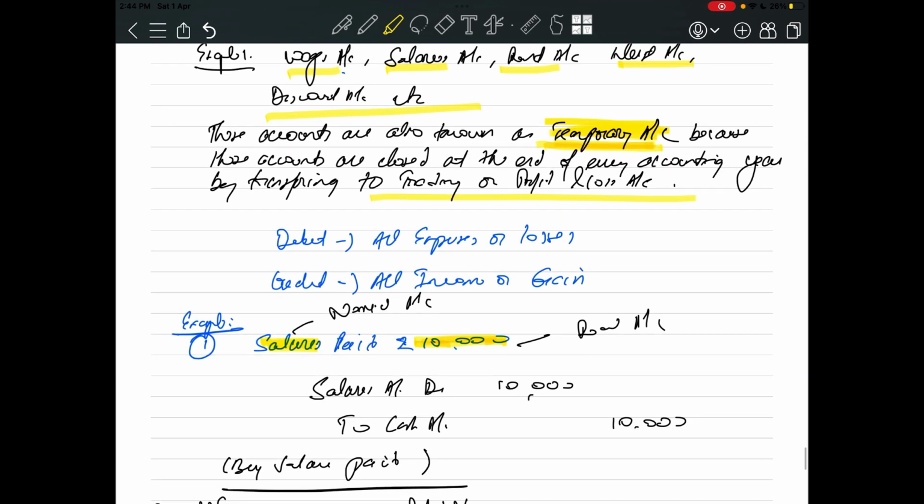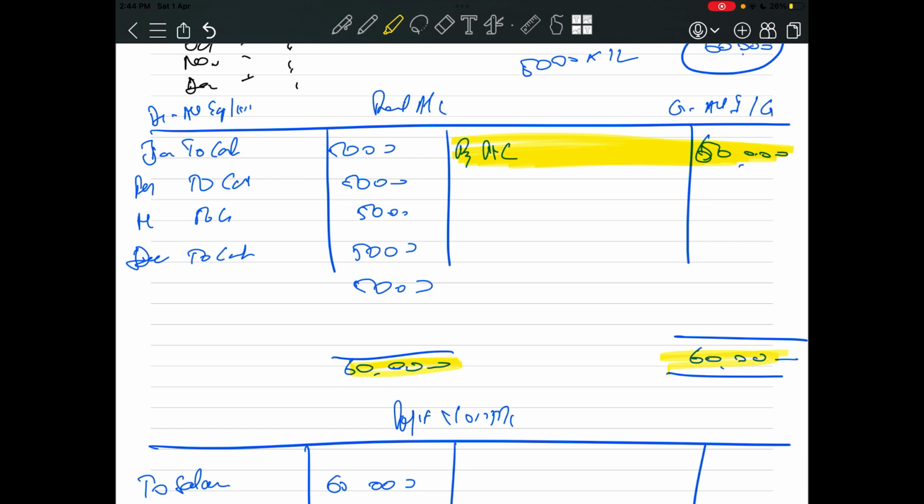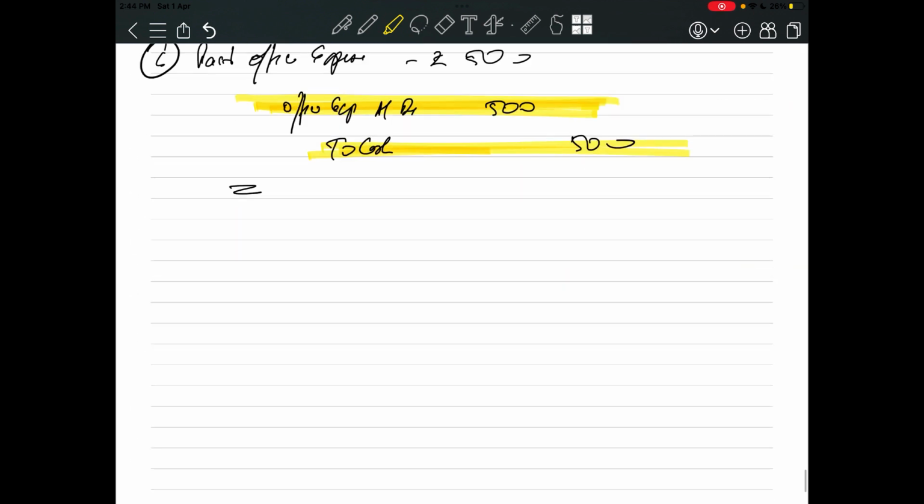Okay, now these accounts are also known as temporary accounts because these accounts are closed at the end of every accounting year by transferring it to trading or P&L account. See, I have told you in this example that at the year end, the balance of this account, whatever total expenses, whatever total rent we have paid, it will be closed by transferring to P&L account. Okay, now let's take one more example, before we conclude.